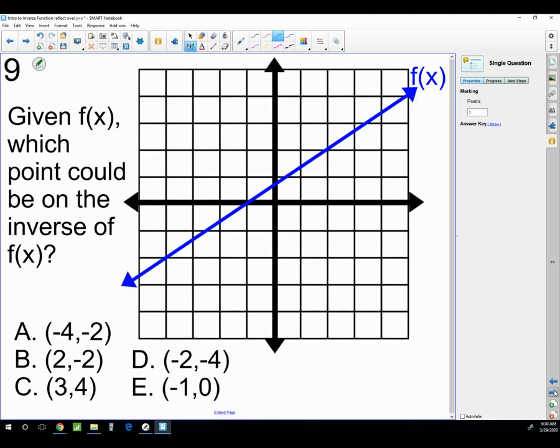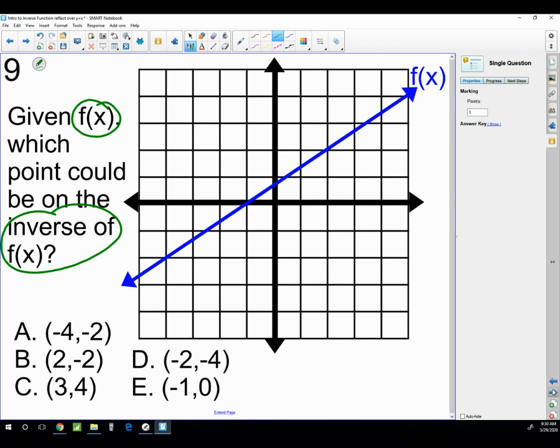You could do that with coordinates as well. All right, take some time. Pause the video and answer that. All right, we are given a graph of f of x. We are asking, what point would be on the inverse of f of x? This will be a theme: we have a graph of one of the functions and we're asking about its inverse.